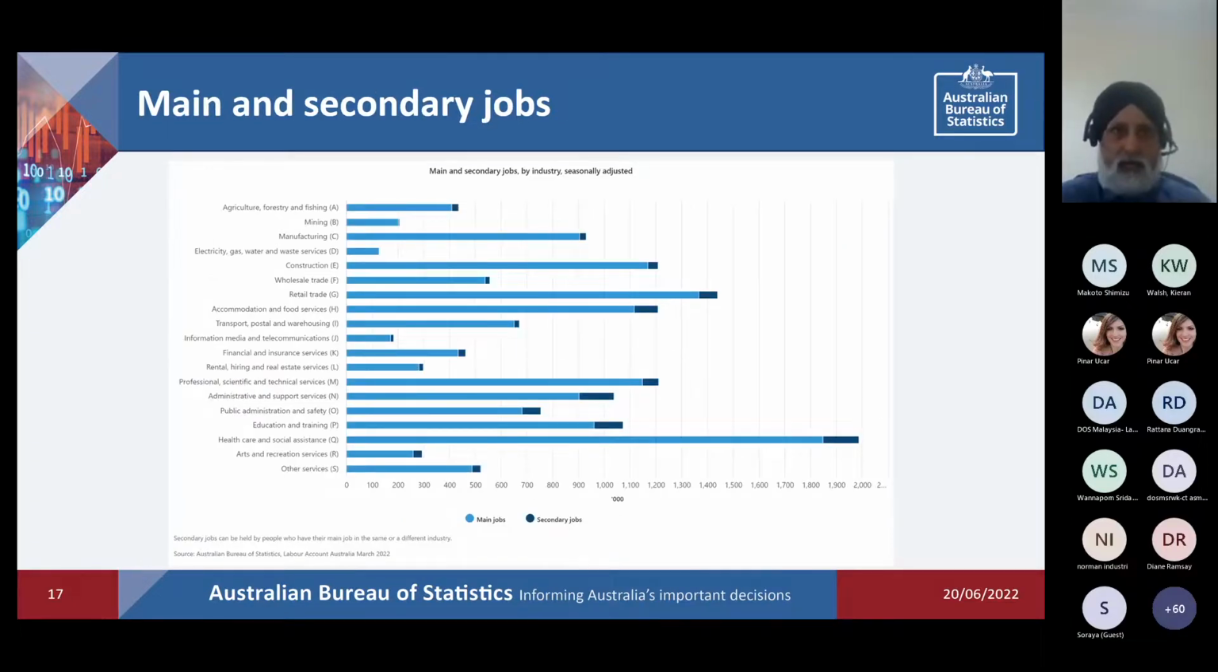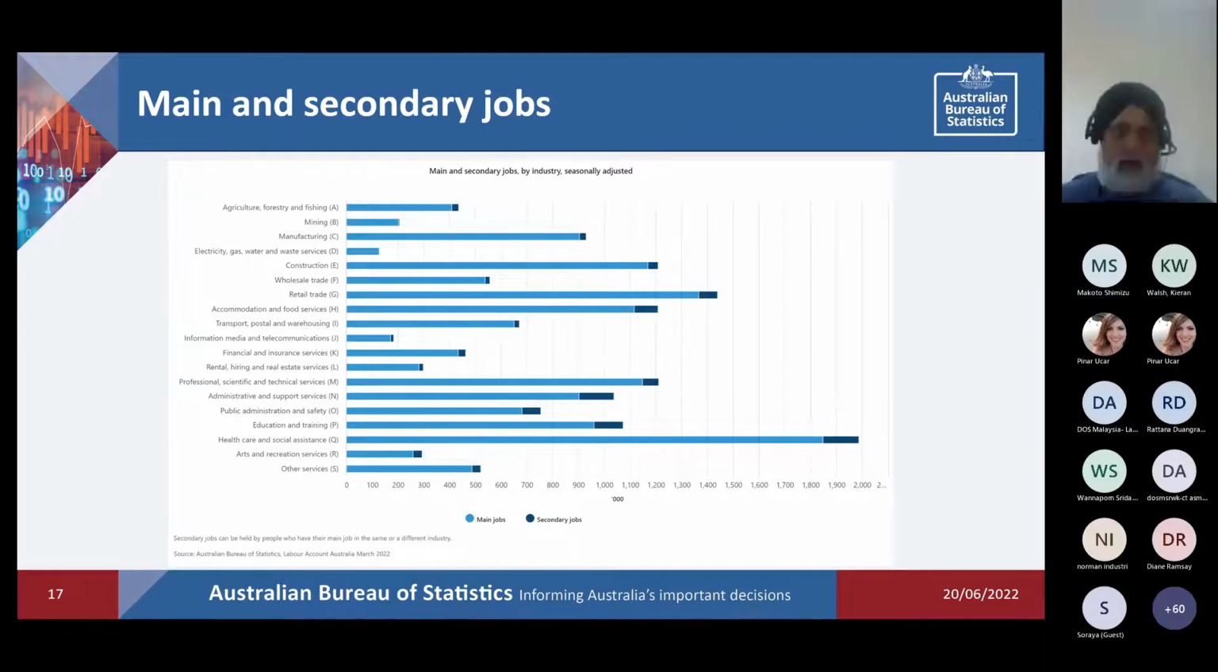Okay. This chart shows the estimated main and secondary jobs from the Labour Account by industry. As you can see, there are large differences between industries, as we would expect. Mining, for example, has very few secondary jobs, while other industries such as education and training have a much larger number of secondary jobs.